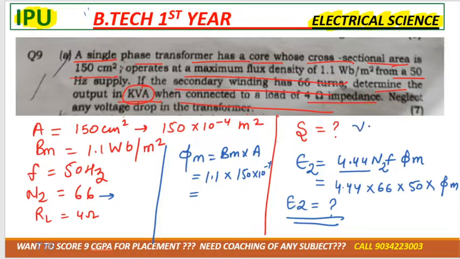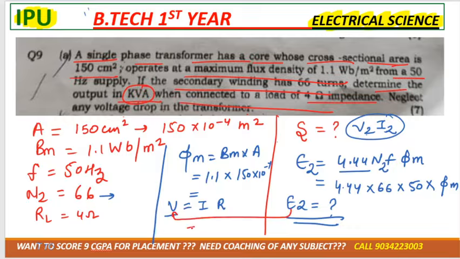S is equal to, we can say, V2 I2, right? But for that we need I2. V2 or E2 is the same, that we have calculated. As you know, V is equal to I into R. So voltage we know, V2 and E2 is the same thing. Okay, don't get confused over here. Whatever the value of V, we'll put it here. I we need to calculate and R is given, 4 ohm. So from here we can get I, then we can substitute I over here, and we'll get the apparent power.